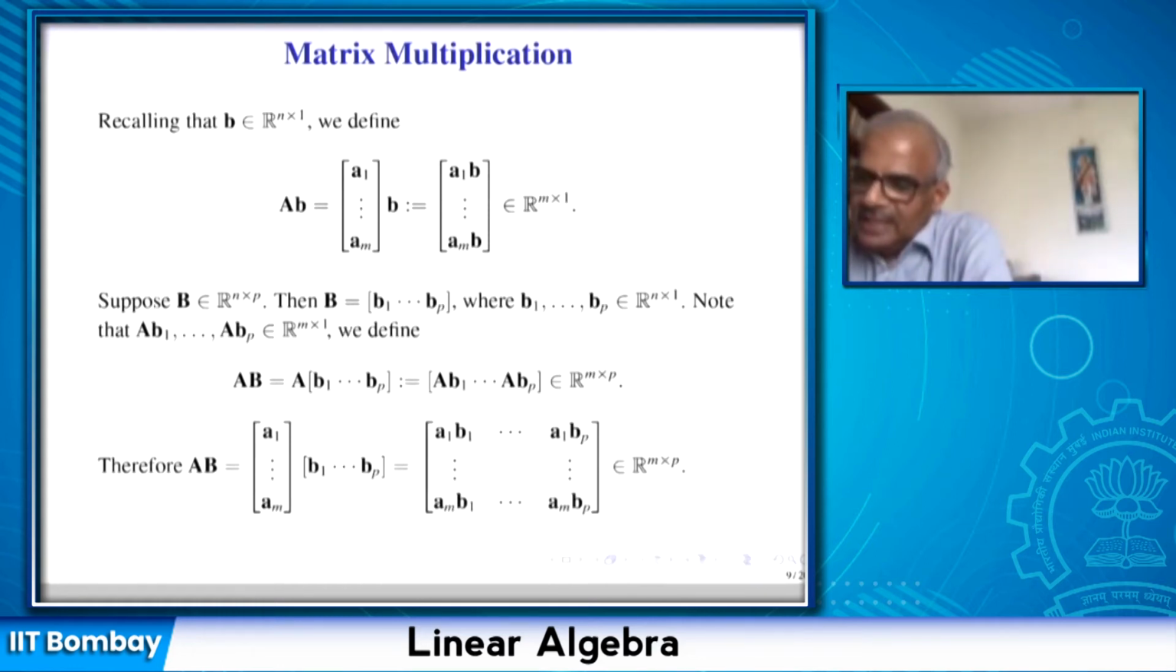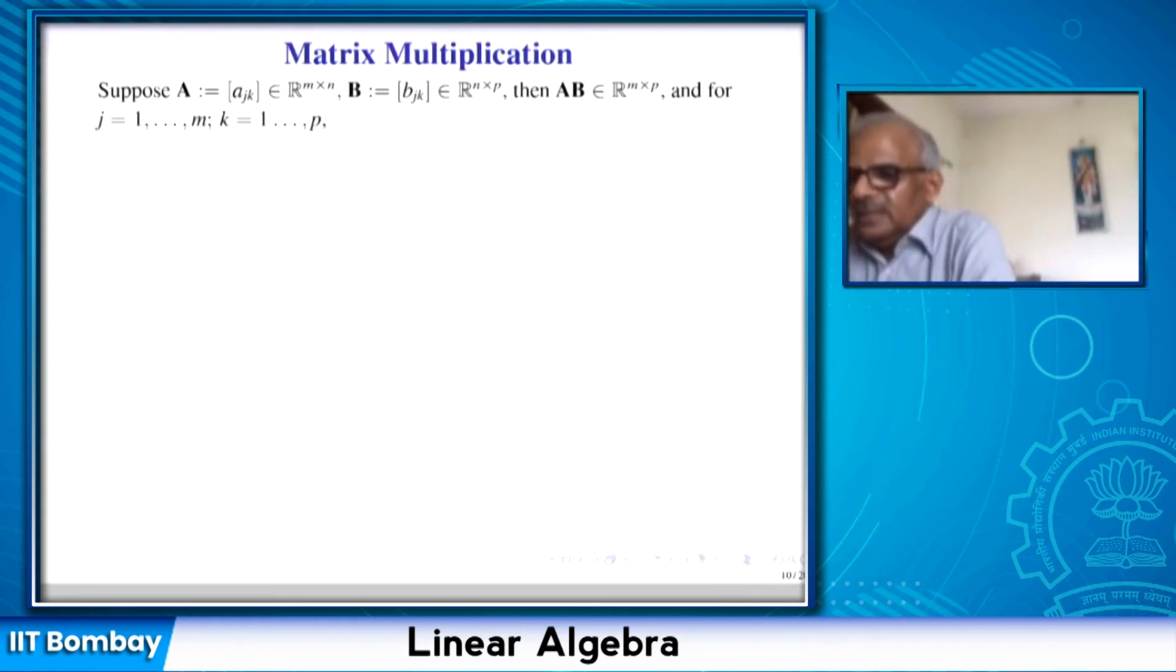So think of A as consisting of row vectors. If we are multiplying A with B, display the row vectors of A and the column vectors of B. To write down the entry in the jth row and kth column, we simply take the jth row of A and the kth column of B, take the dot product, and that gives the jkth entry of the product.